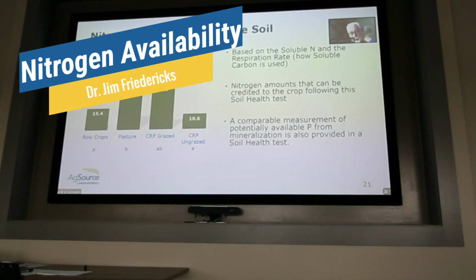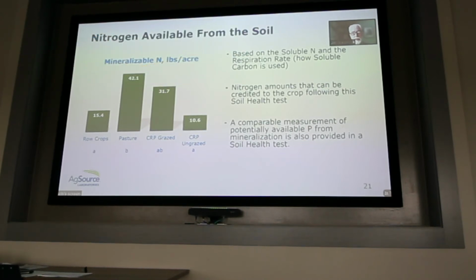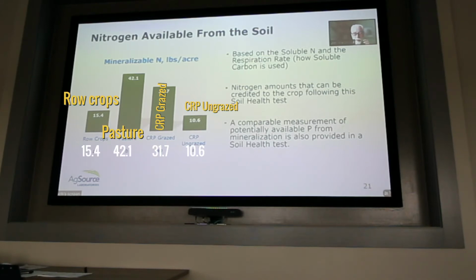A point to make in this research set is a measure that we can generate by looking at the respiration rates and the C-N ratio, but also the amounts of carbon and nitrogen that are soluble. We can calculate how much nitrogen will potentially be mineralized from that organic source in the soil. And by organic, I mean organic matter, humus, easily decomposable plant residues, those sources of organic nitrogen that are present.